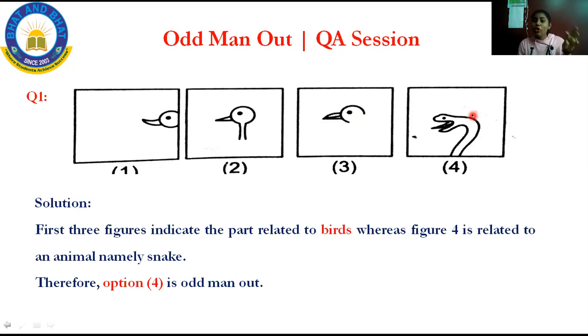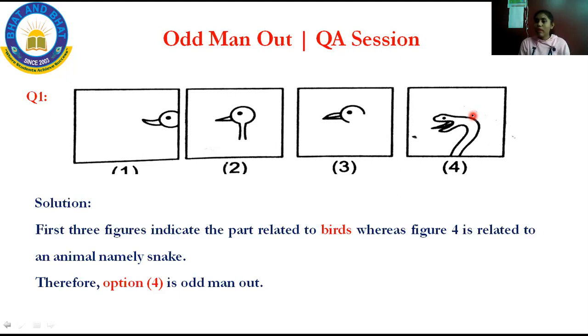That is, they all belong to a bird, related to a part of a bird, while the fourth one is different. It is related to a snake. What is the correct option? Option 4 is the correct answer, and it is the odd man out.